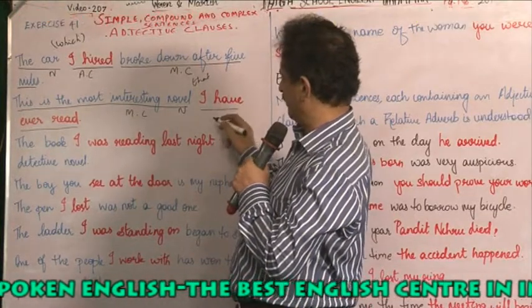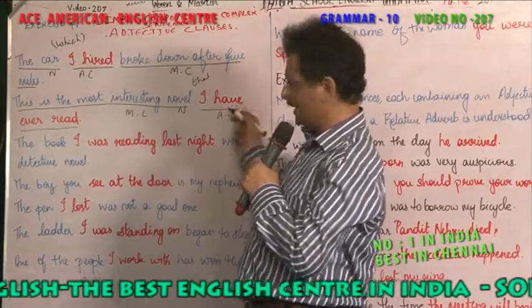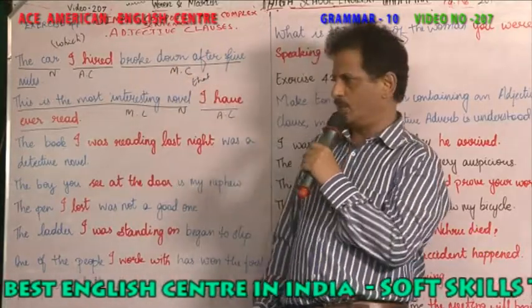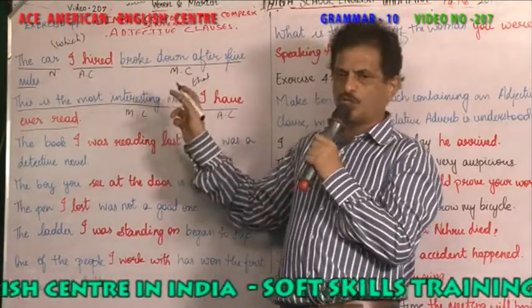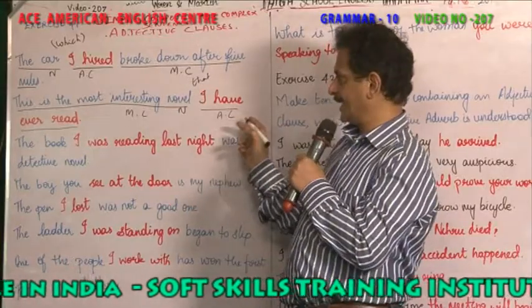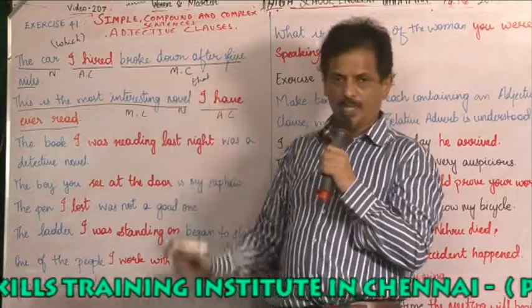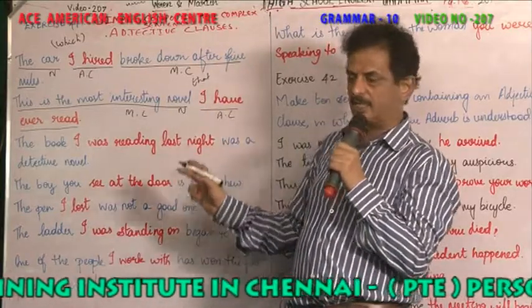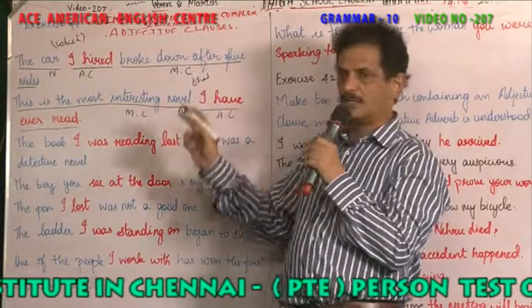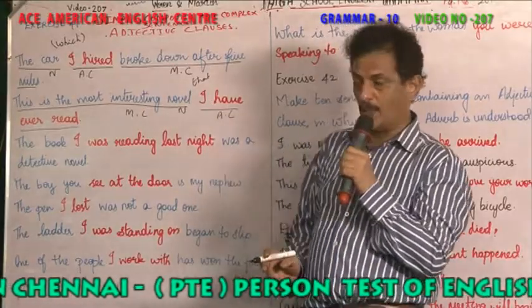This I have ever read is the adjective clause. This qualifies the noun, novel. This is the most interesting novel that I have ever read. That I have ever read qualifies the noun, novel. So, this is called an adjective clause. This adjective clause qualifies the noun, novel.